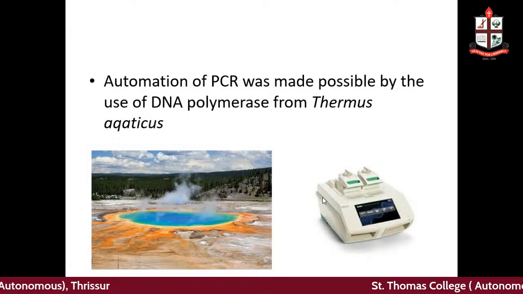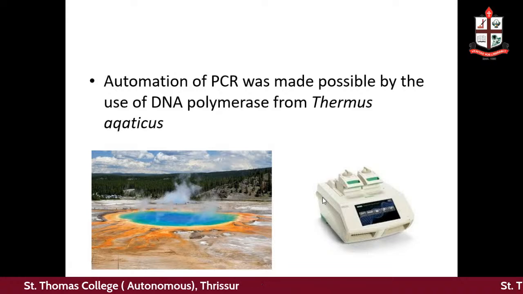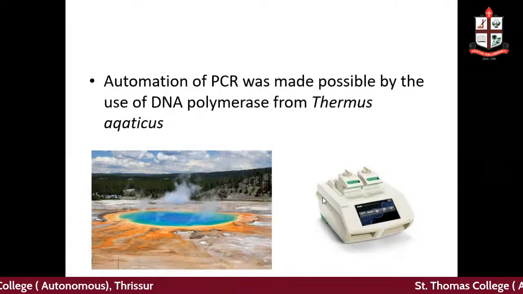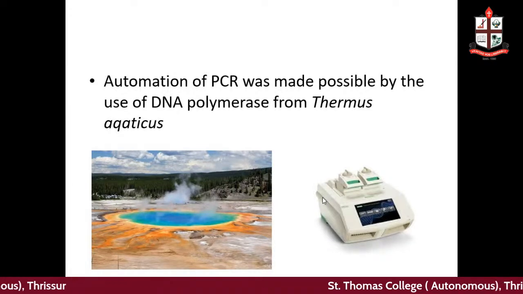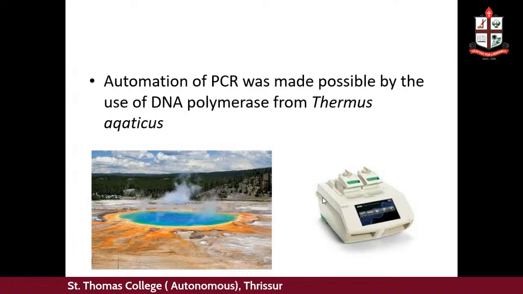And you might know also that this Taq polymerase was isolated from Thermus aquaticus, which was obtained from hot springs. Only after the invention of this DNA polymerase was this entire process able to be automated, the entire process of PCR.